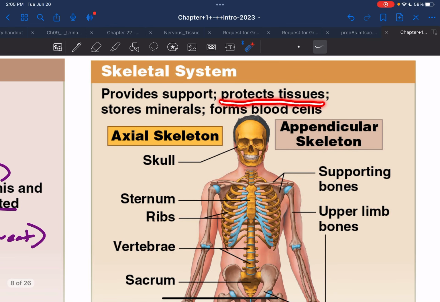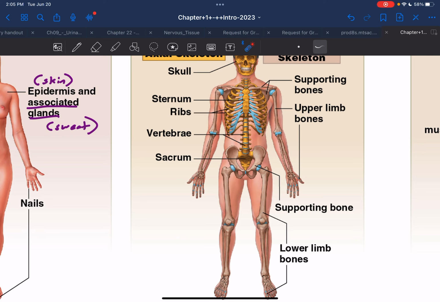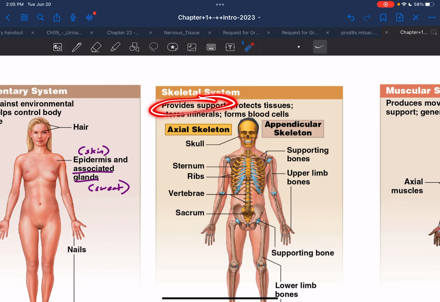Hence why we even have a definition here for protecting tissue. And so I think providing support would be more like, say, your legs and your vertebrae, how posture is so important, right? As we're sitting, the bones help us stay upwards. And so they are providing, again, support.